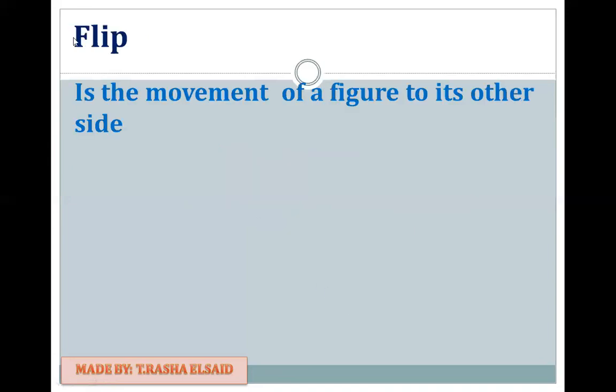Okay? Now, let's take an idea about what is the meaning of flip. The definition of flip is the movement of a figure to its other side. I will flip the figure. Flip the figure means I'll move it to the opposite direction. Look here. If I have this arrow, this means I need to flip this figure. Flip means move it to the opposite side, to the opposite direction. So when I flip it, it will look like that.